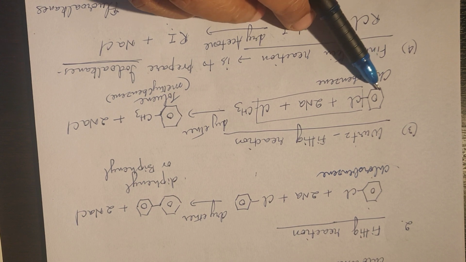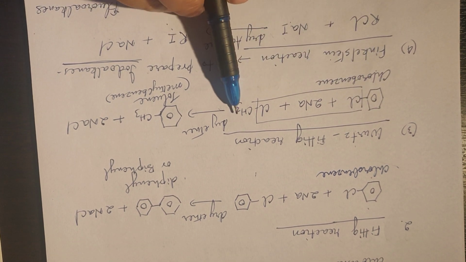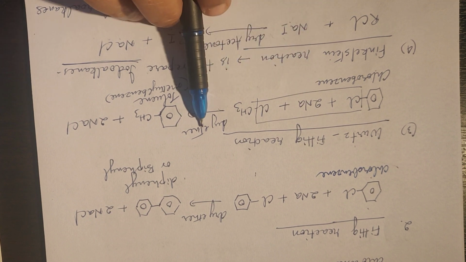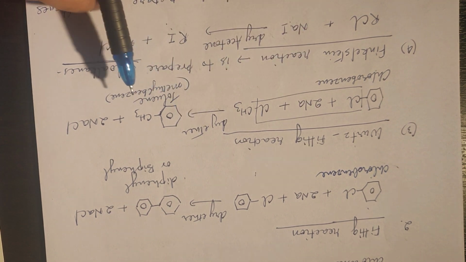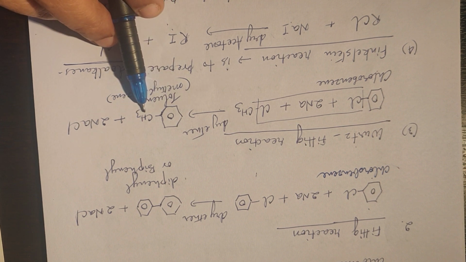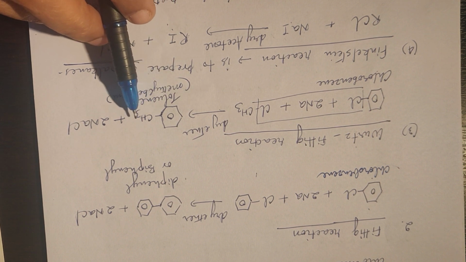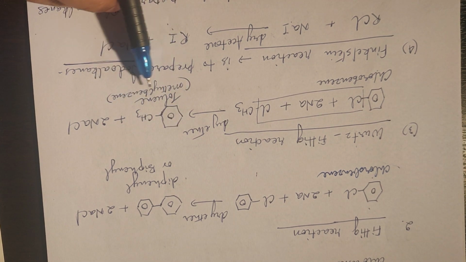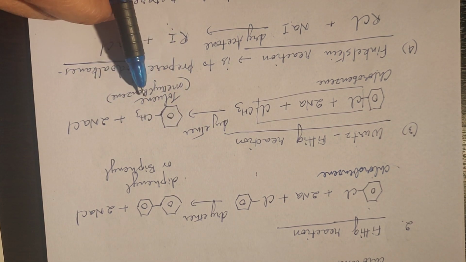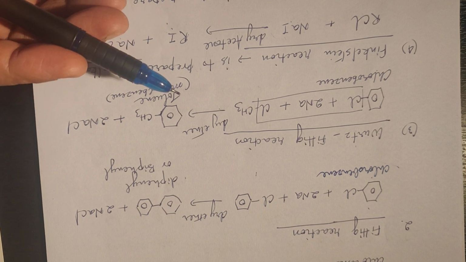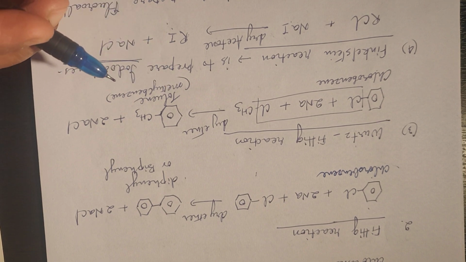Now we will see Wurtz-Fittig reaction. That is one molecule of aryl halide and one molecule of alkyl halide, they will react with sodium in the presence of dry ether to give you alkyl benzene. If it is methyl chloride, you will get toluene, methyl benzene, formed in this case. That is Wurtz-Fittig reaction. That is a combination of Wurtz reaction and Fittig reaction.